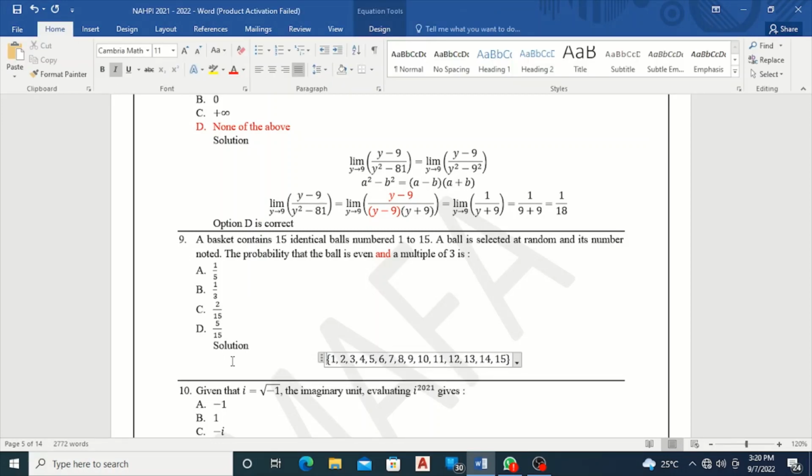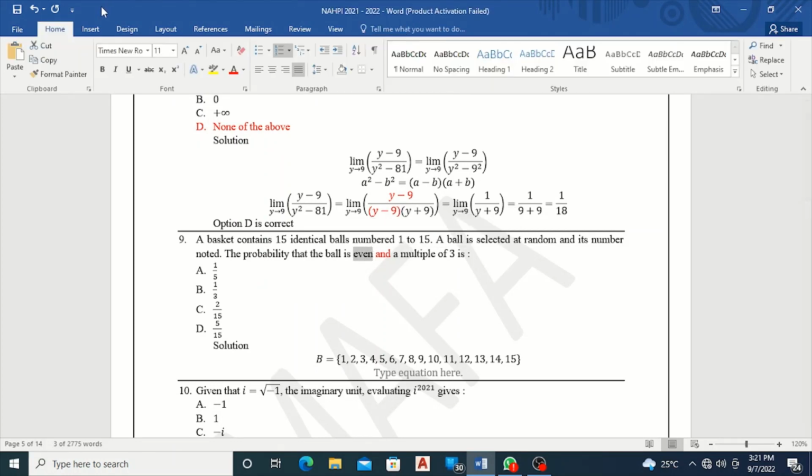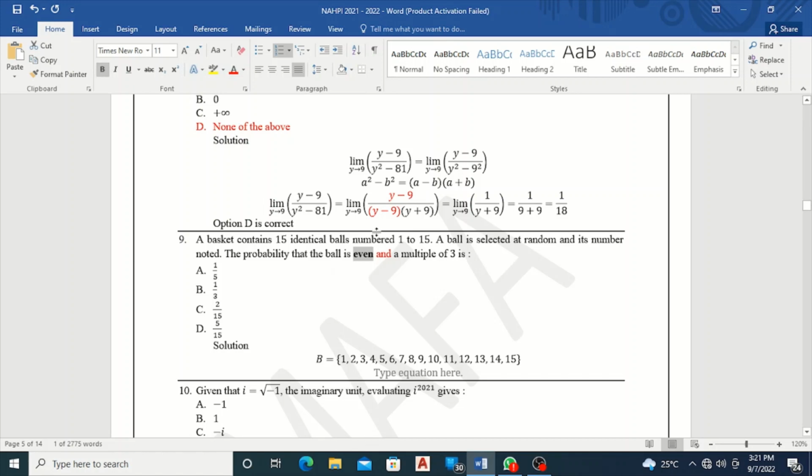Now, my basket contains these numbers. All right, now I select the ball at random. Now I'm finding the probability that the ball is even, meaning that the number is even. So the first keyword is that it is even, and then the next is that it is a multiple of 3, meaning that it should be even and a multiple of 3. So first I need to look for all even numbers, and then I look for the ones which are multiples of 3. So, be even, I'll just call it BE.